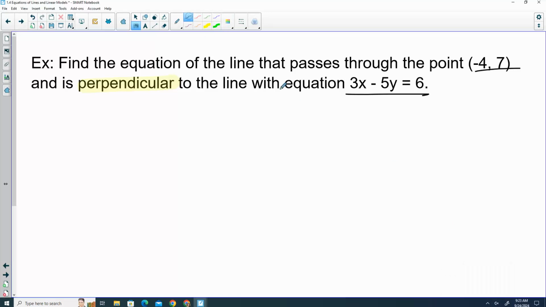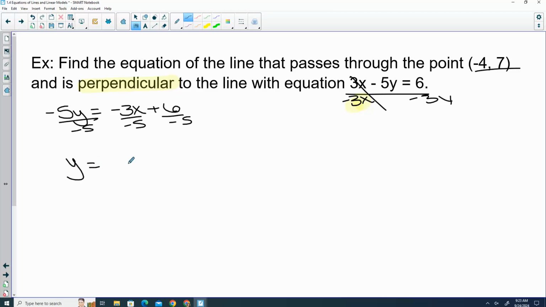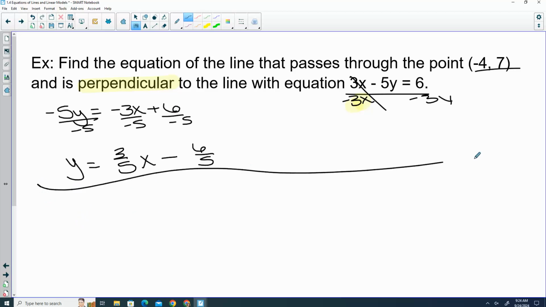Alright, so first we need our slope. So we have to subtract our 3x. So negative 5y equals negative 3x plus 6. Divide everything by negative 5. Negative 3 over negative 5 is a positive 3/5. 6 divided by negative 5 is just a negative 6/5. But all I need this for is the slope. The slope of this line is 3/5.